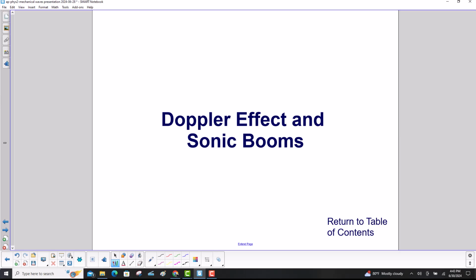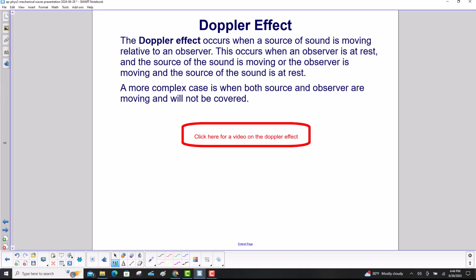Doppler effect and sonic booms. The Doppler effect occurs when a source of sound is moving relative to an observer. This occurs when an observer is at rest and the source of the sound is moving, or the observer is moving and the source of the sound is at rest. A more complex case is when both source and observer are moving. We're not going to cover that here.